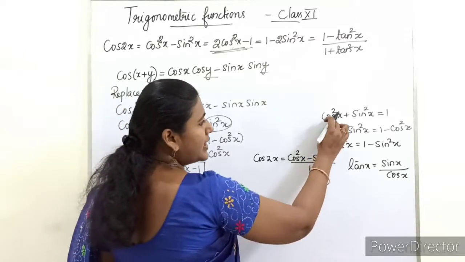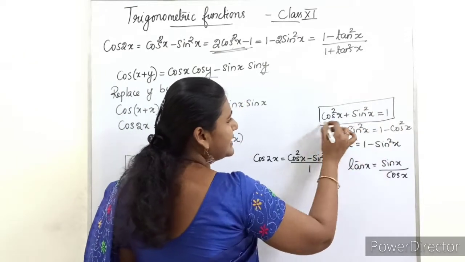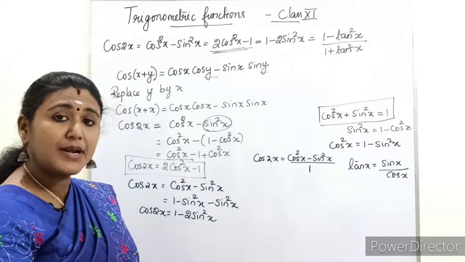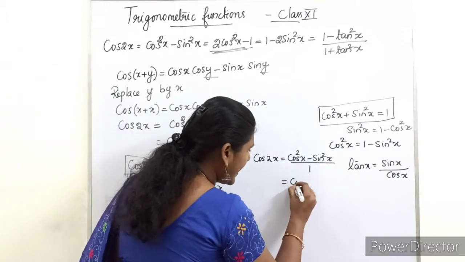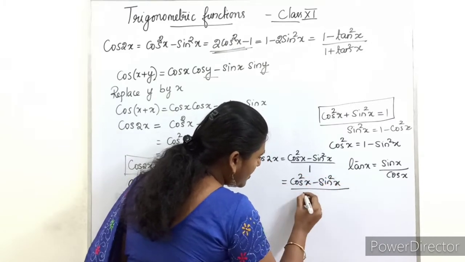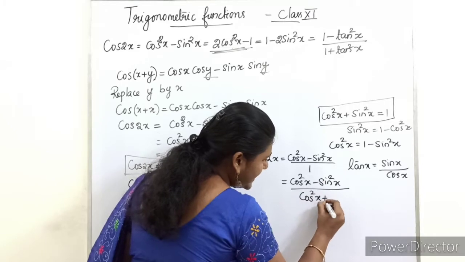Now what is this 1? We have the identity 1 in the place of 1. We can write cos square x plus sin square x. So we can write cos square x minus sin square x divided by cos square x plus sin square x.